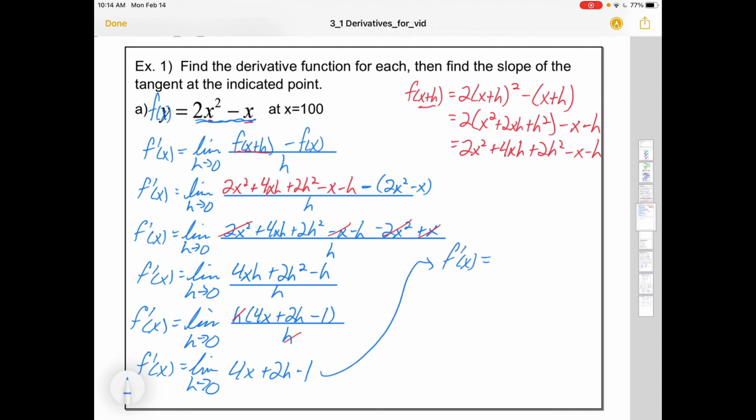So now I can actually put in that 0. I get 4x plus 2 times 0 minus 1, or 4x minus 1. Okay. This means, what we've found here means the tangent slope anywhere, at any x value.